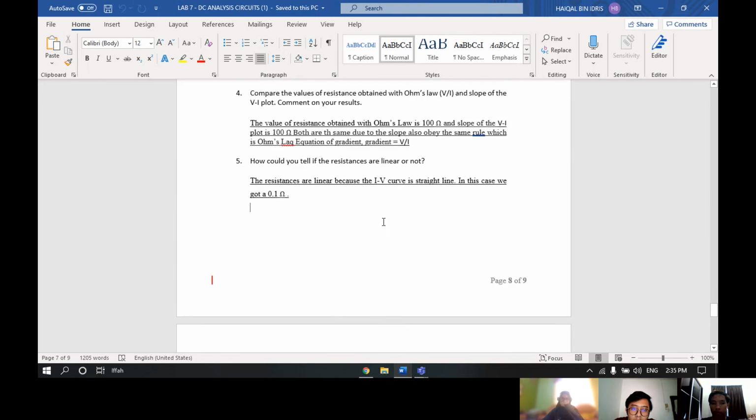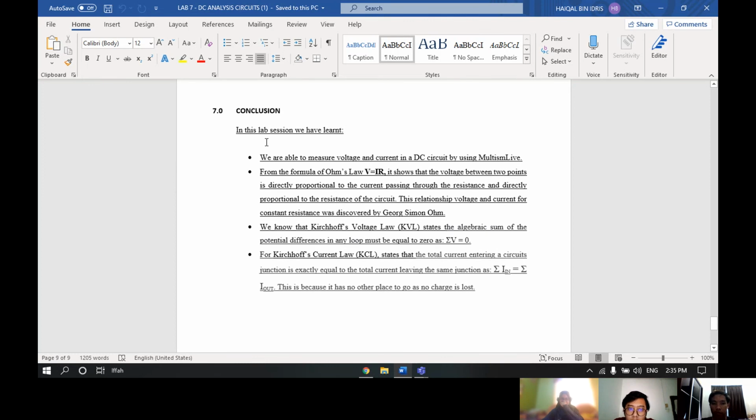That's all for the questions, and there are several conclusions that we can draw from this lab. There are 4 points that we can learn. First, we are able to measure voltage and current in DC using MultisimLive, which we practiced in part 1 and part 2. Then we know that Kirchhoff voltage law states that the algebraic sum of the potential differences in any loop is equal to 0. I think that's all for the presentation of this lab.